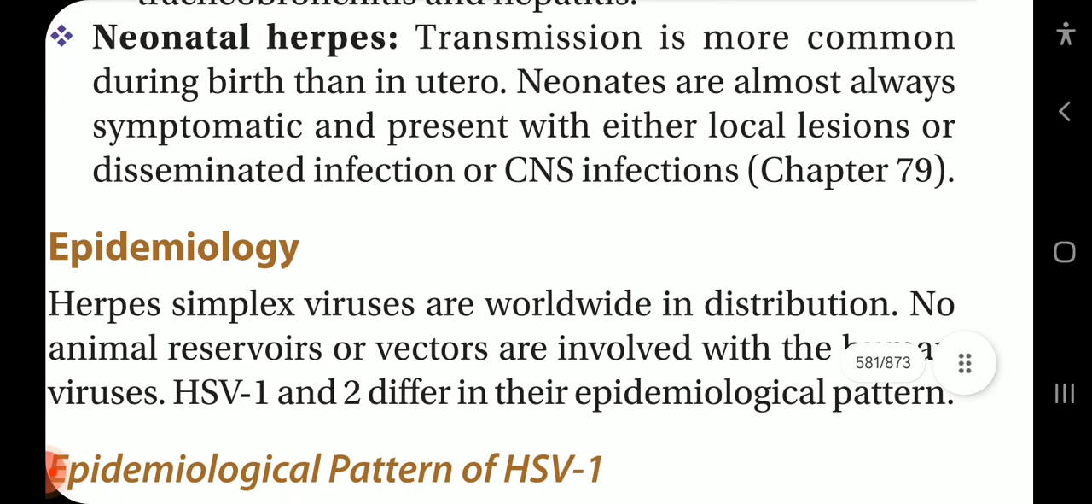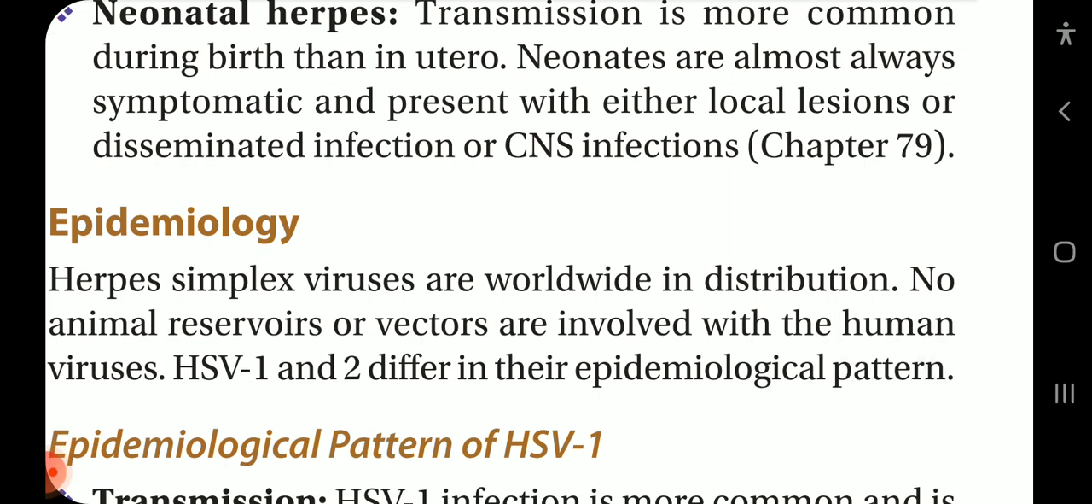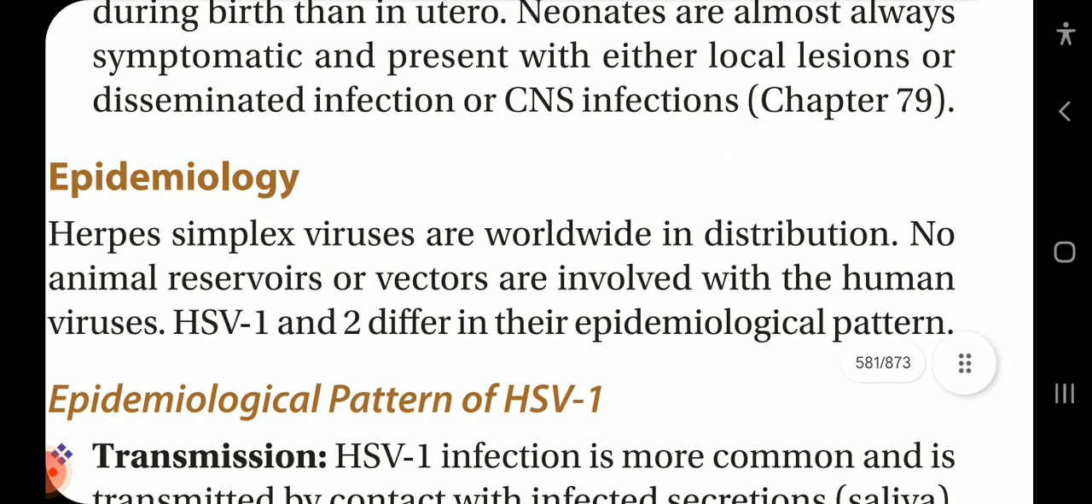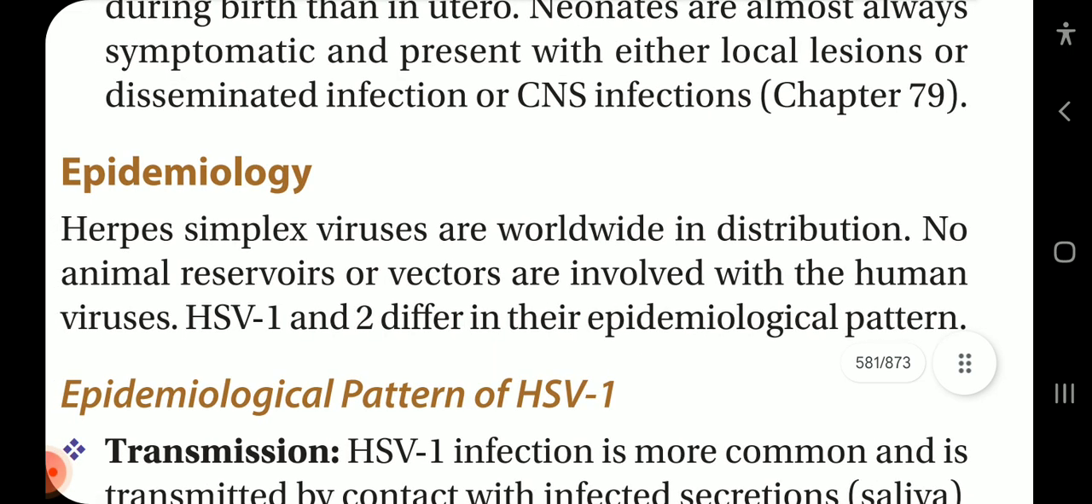Neonatal herpes. Transmission is more common during birth than in utero. Neonates are almost always symptomatic and present with either local lesions, disseminated infection, or CNS infection.